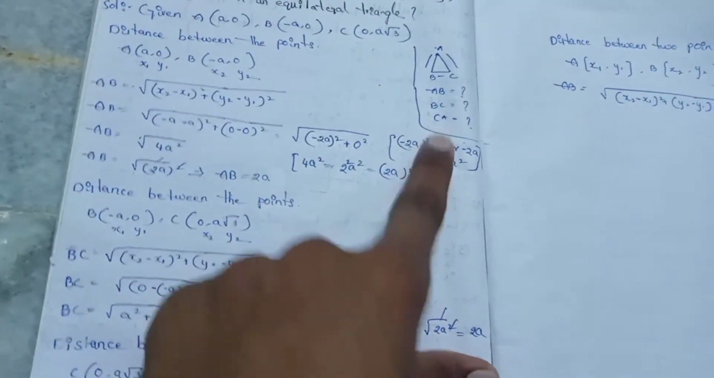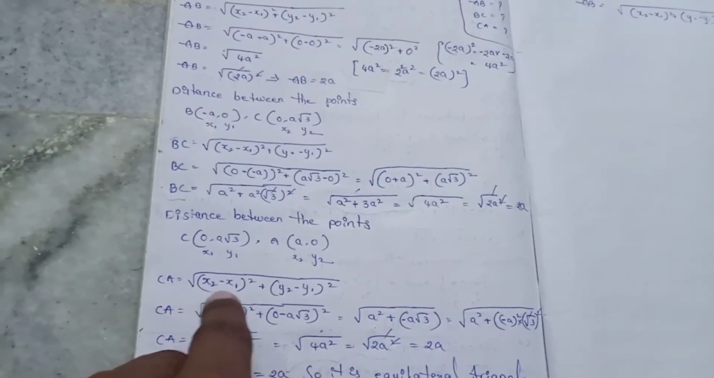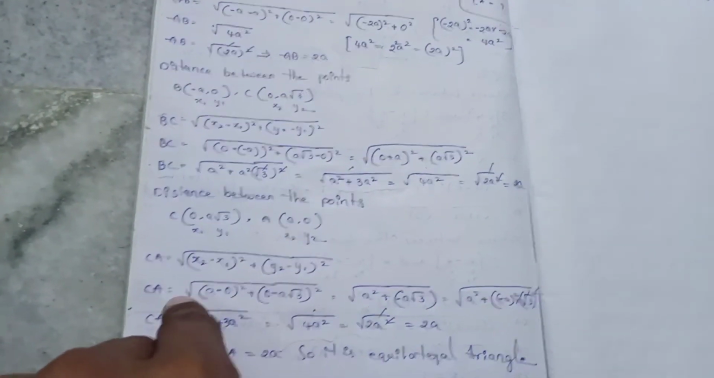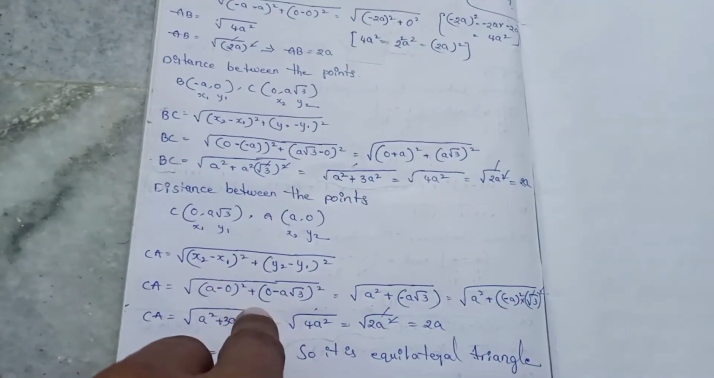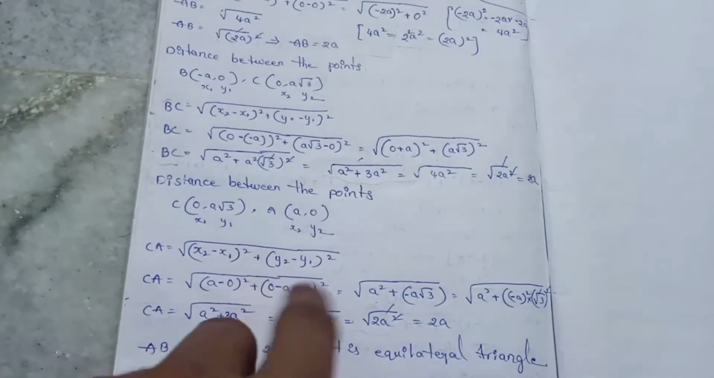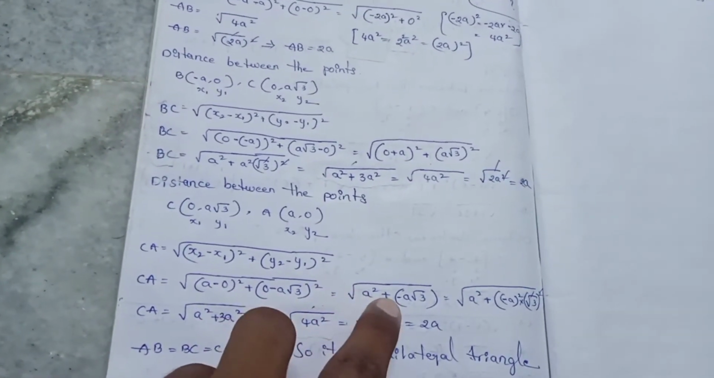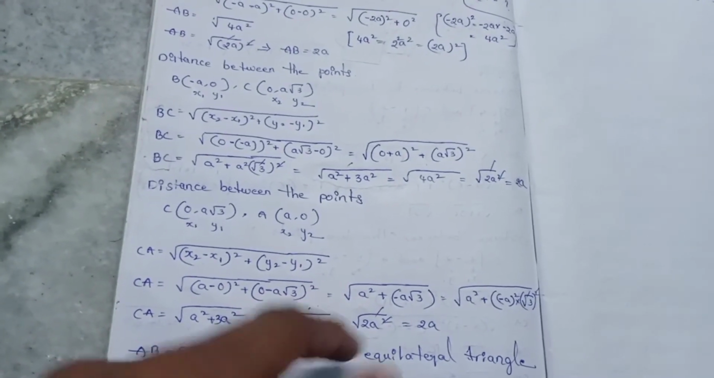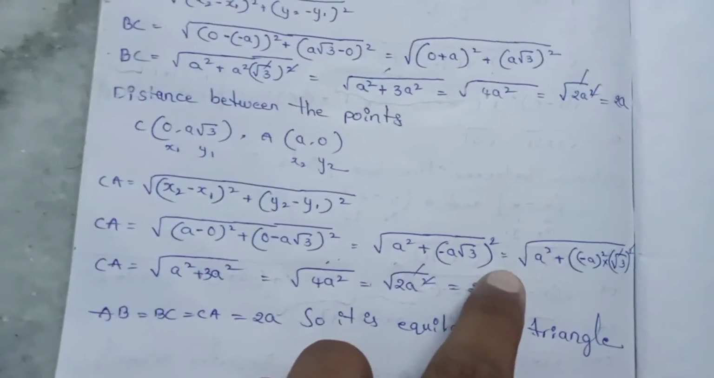Next, we have to find the distance of CA. I have written the values of C and A as x1, y1, x2, y2. I use the same formula: CA is root of x2 minus x1 whole square plus y2 minus y1 whole square. x2 is A, minus x1 is 0, whole square, plus y2 is 0 minus y1 is A root 3, whole square. That is A minus 0, A only, A square, plus minus A root 3 whole square.